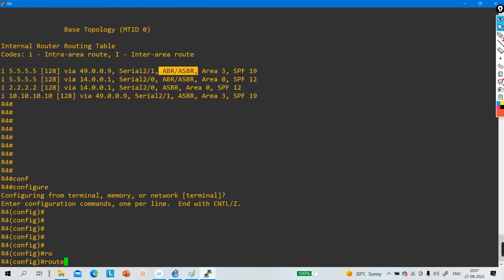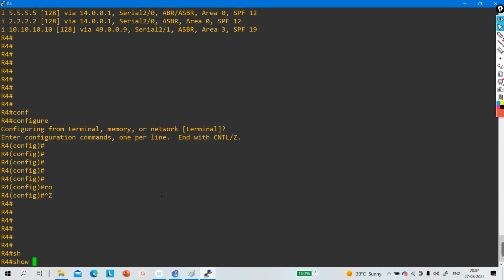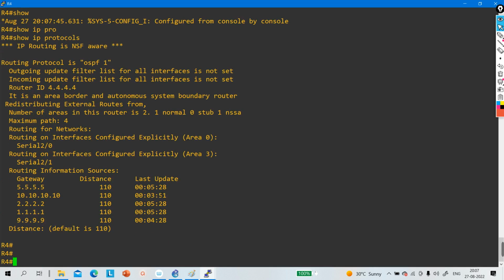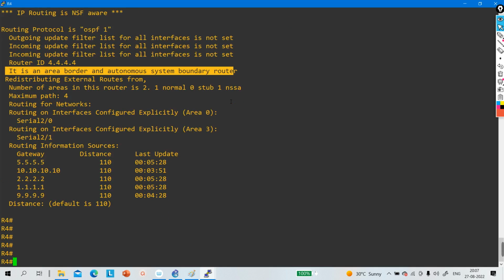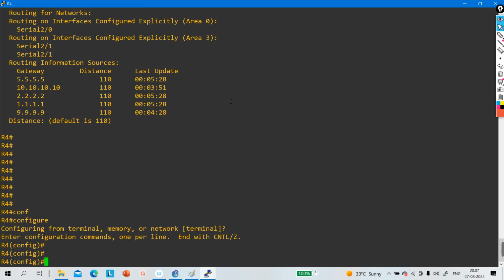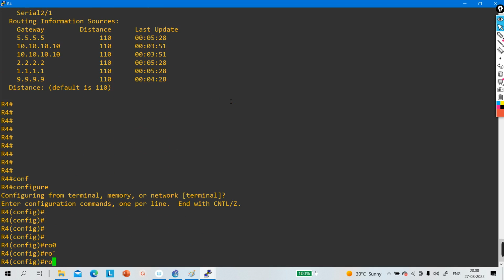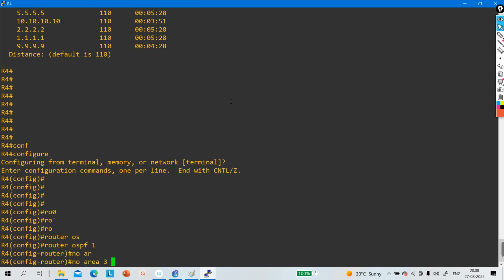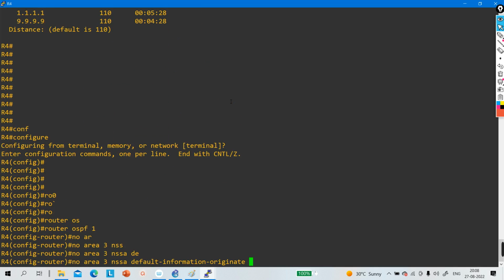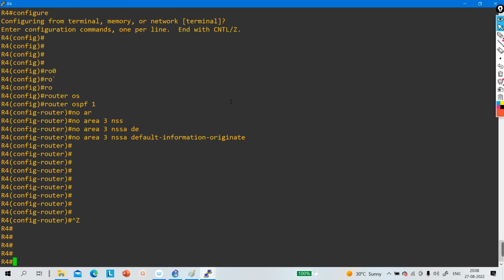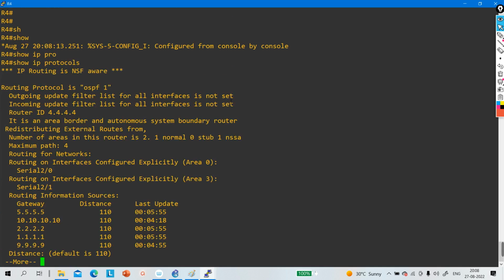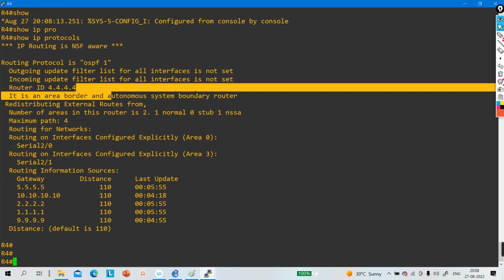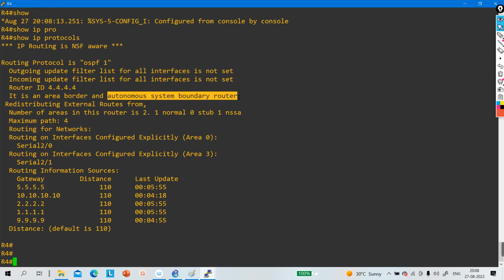Router, let me check the IP protocol output of this command. Yes, this is an area border router and autonomous system border router. Let me remove this command. Router OSPF 1, no area 3 NSSA default-information originate, this command, right? So IP protocol. Now still this is an autonomous system border router. This is a problem of GNS3, right?